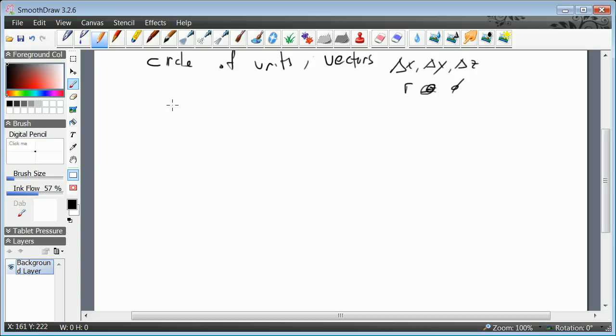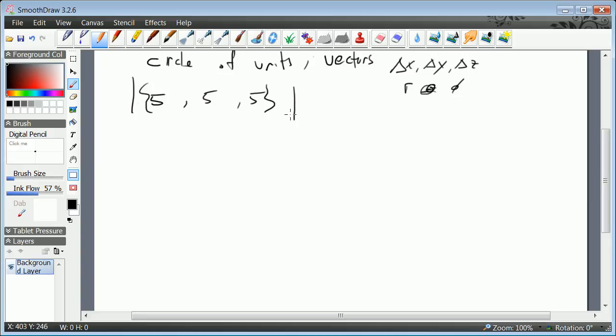You would also want to know that if I have a vector of 5, 5, and 5, it can be also written as something that is a certain magnitude.